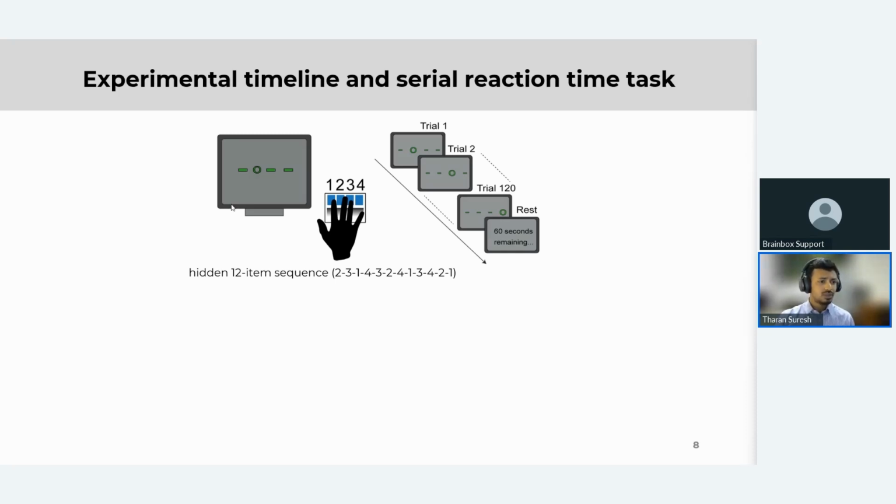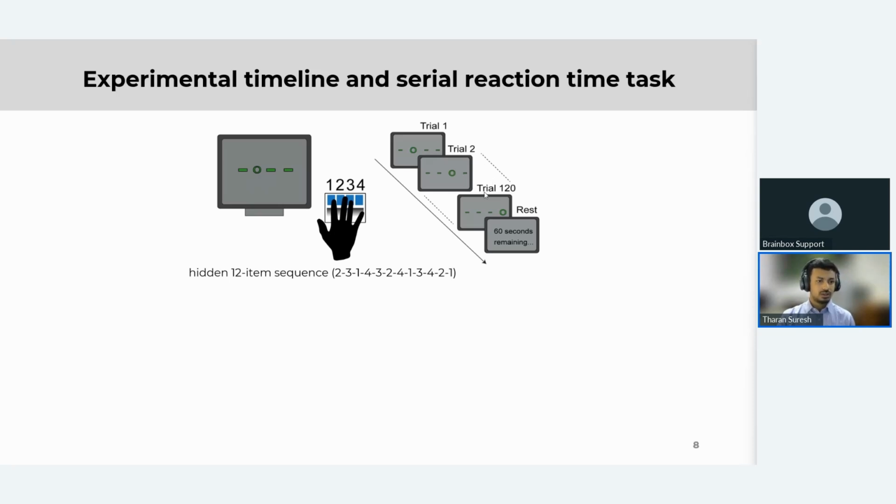So the way this task works is that briefly, the participant is seated in front of a computer that displays 4 hyphens, right? And at one point, one of the hyphens turns into a circle, which is a cue for the participant to press the corresponding key on the response pad using the corresponding finger. So in this case, if the second hyphen turns into a circle, the participant is expected to press the second key using their middle finger. And here is a depiction of the trial structure.